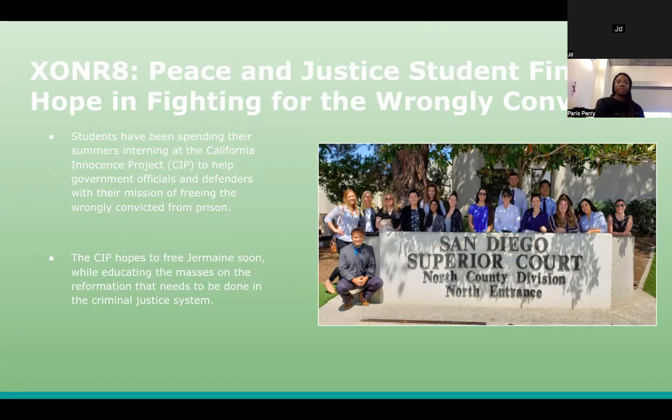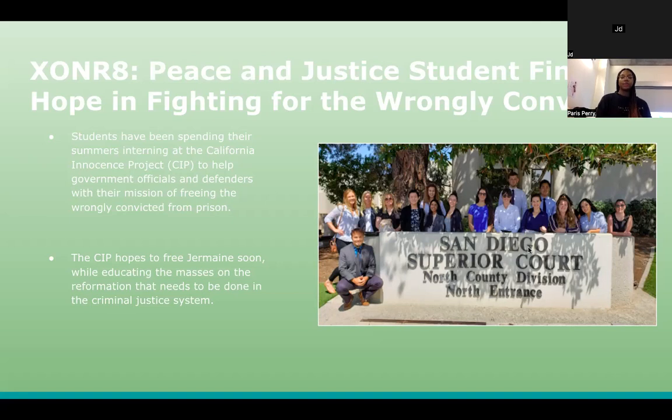So multiple students spend a day or two at the San Diego Supreme Court just listening to what other prosecutors have to say and the representatives that are constantly advocating for Jermaine Smothers by bringing the actual evidence from his trial to support a claim for his exoneration. So he's not currently in the process of being exonerated, but they're working towards this process of actually bringing him back into court.